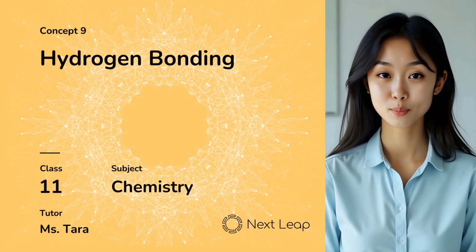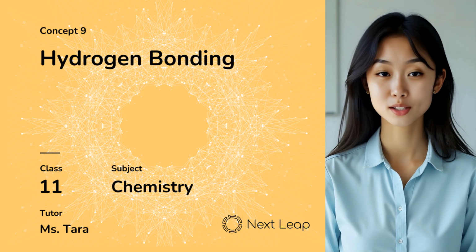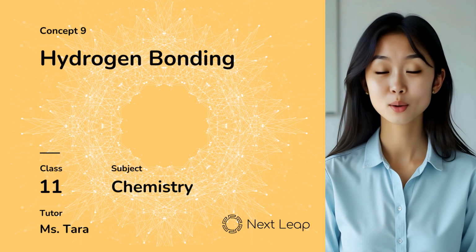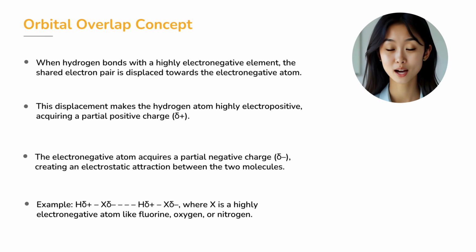So, hydrogen bonding is essentially the attractive force between a hydrogen atom bonded to an electronegative atom and another electronegative atom from a different molecule. Let's break down the formation of a hydrogen bond. When hydrogen is bonded with an electronegative atom like fluorine or oxygen, the shared electron pair is drawn towards the electronegative atom, making the hydrogen atom more electropositive.